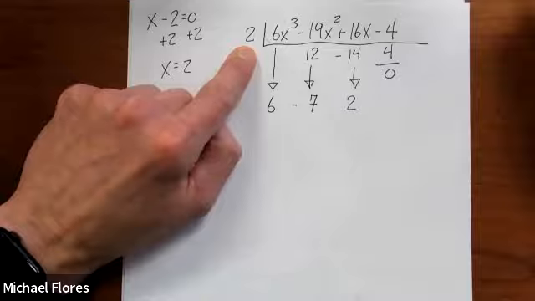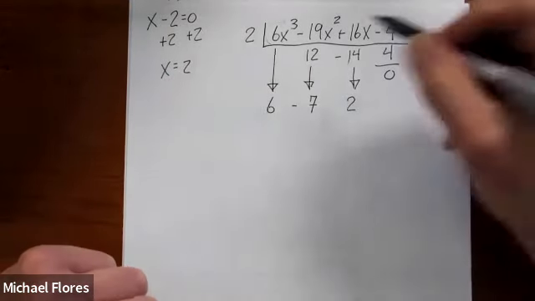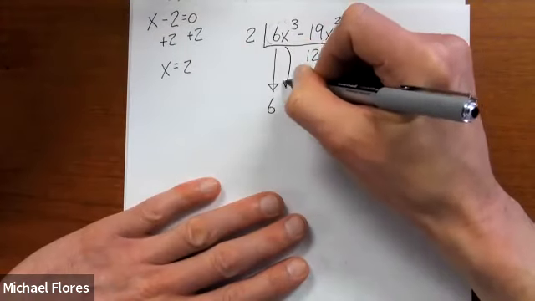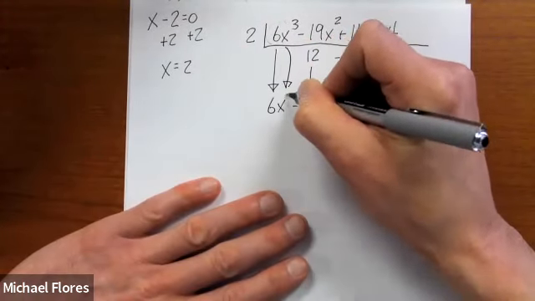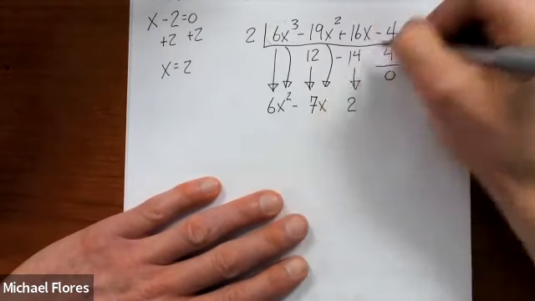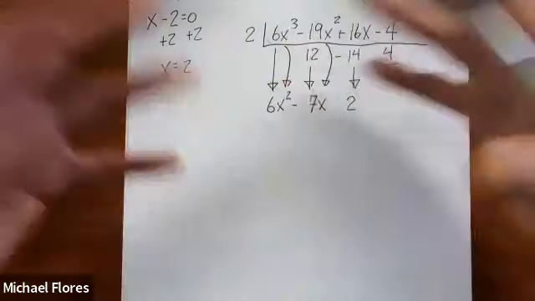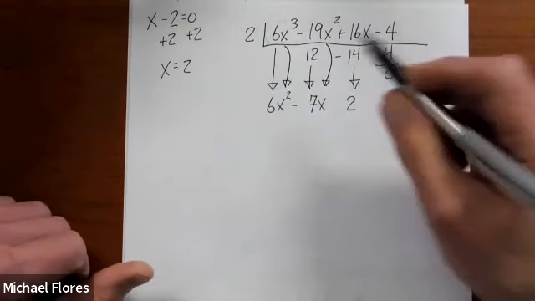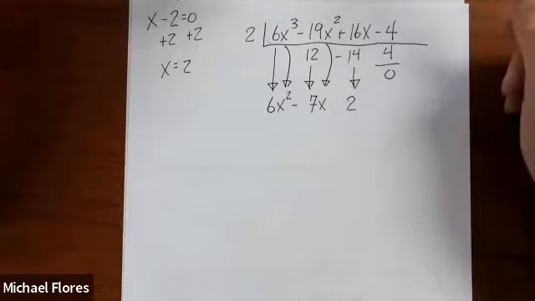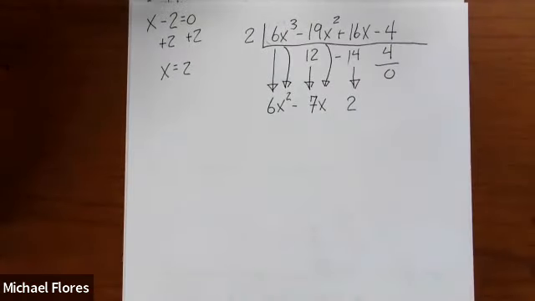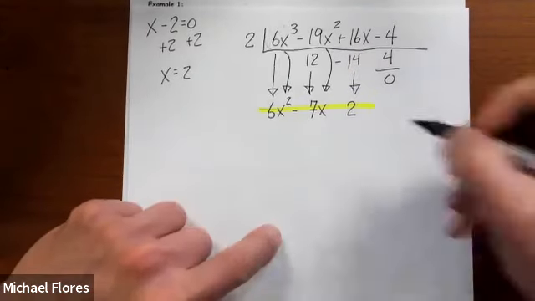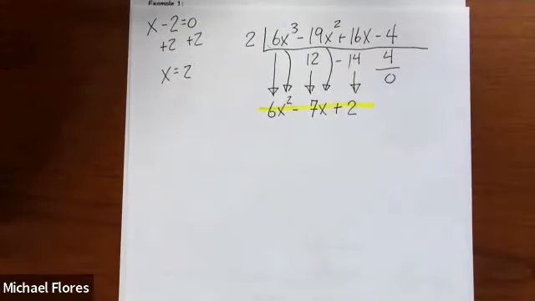One last thing we have to do. We have to take into account our variables. X cubed becomes x squared. X squared becomes x, and x to the first is no longer a variable. Just notice the exponents decreased by 1 using synthetic division. And this is our answer. Our answer is 6x squared minus 7x. Oops, that's positive 2. So plus 2.